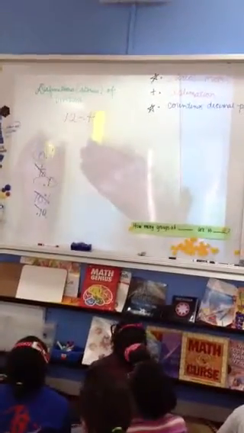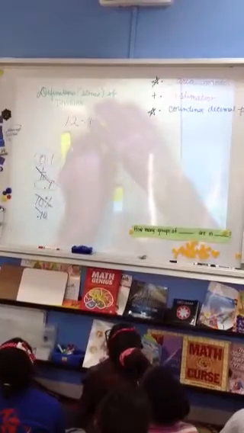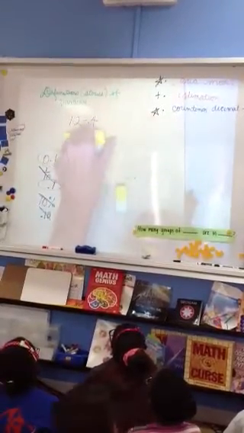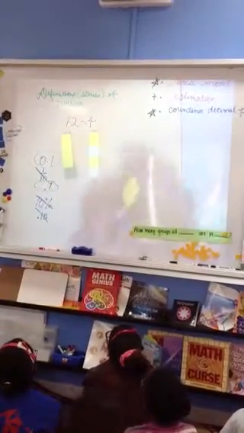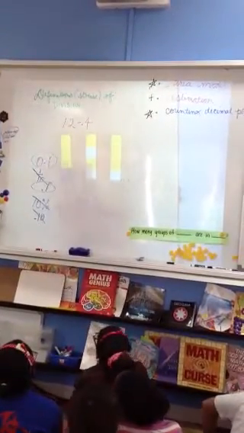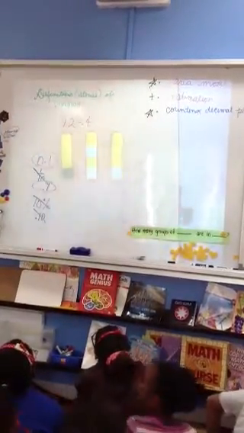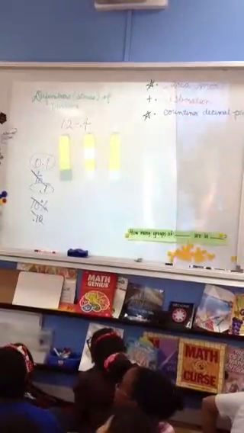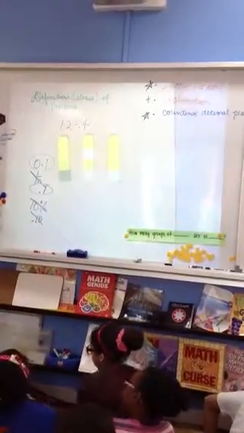Groups of 4/10. Here's one group. Here's a second group. And here's a third group. Would you please count the groups with me? 1, 2, 3. So the answer is 3.